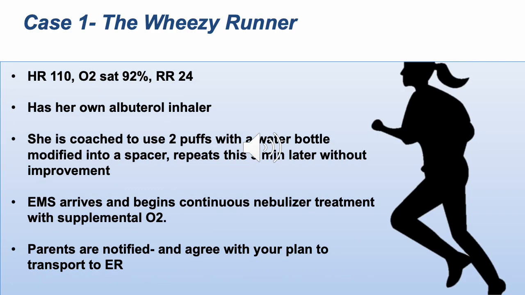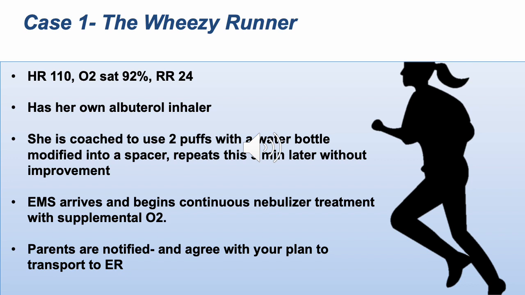So that brings us back to our case number 1, the wheezy runner. When we check her vital signs, her heart rate's 110, her O2 sats are 92%, her respiratory rate is 24. She does have her own albuterol inhaler, and we're able to coach her to use 2 puffs using a water bottle as the spacer. We repeat those 2 puffs again 5 minutes later without much improvement. So now she's had 4 puffs of her inhaler. She's still pretty wheezy. Her vitals are about the same.